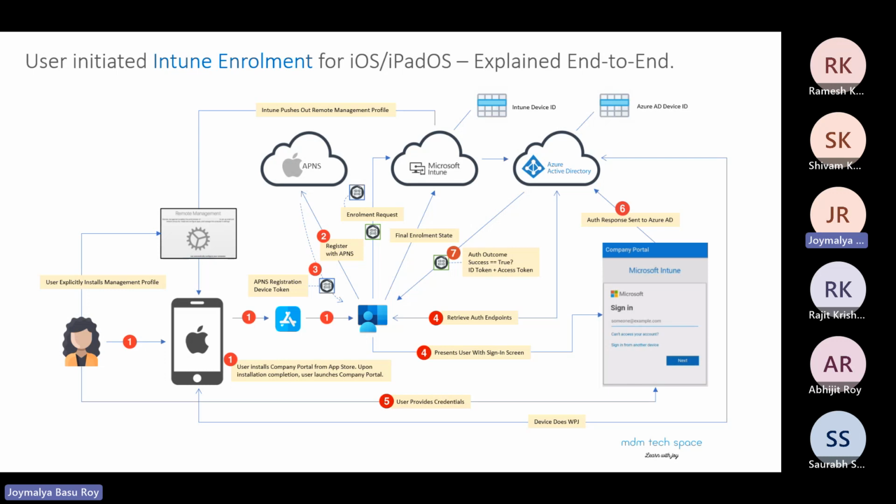So the company portal now has the ID token and access token, with which Intune then initiates an enrollment request, for which the Intune device ID gets created. Intune pushes out the remote management profile to the device. User installs the remote management profile and then it initiates the Azure AD device registration. Device does the workplace join, and finally, with the device doing the workplace join, the final enrollment state of the device is updated.